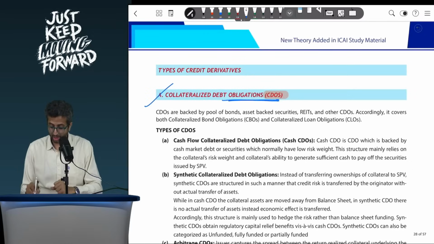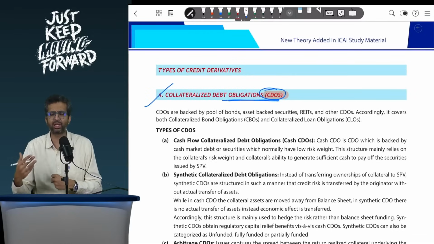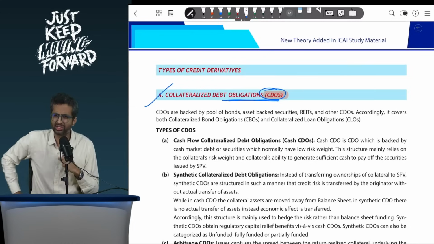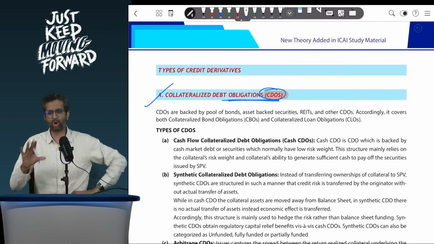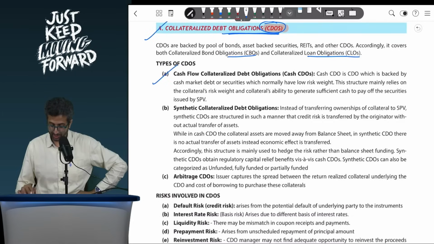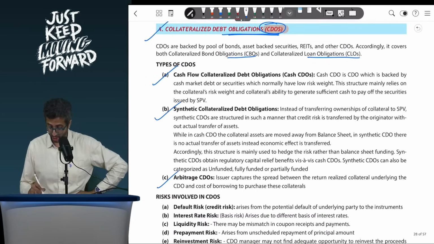Then we have something called collateralized debt obligations. Now these are like pass-through certificates or some asset-backed securities which you did in securitization. It's a little complex, so you have a broad understanding and proceed over here. So this is collateralized bond obligations, collateralized loan obligations. There are types of CDOs, which are cash flow, synthetic, or arbitrage CDOs.